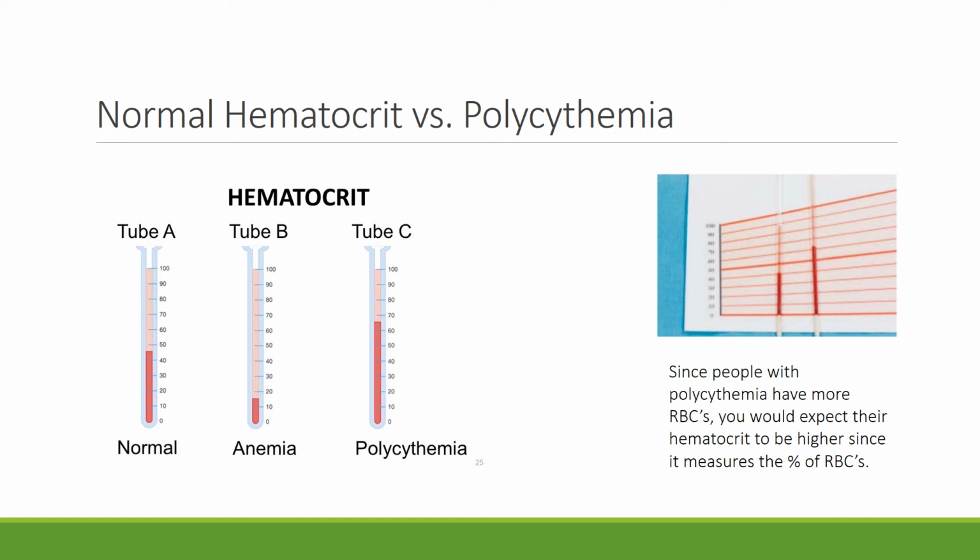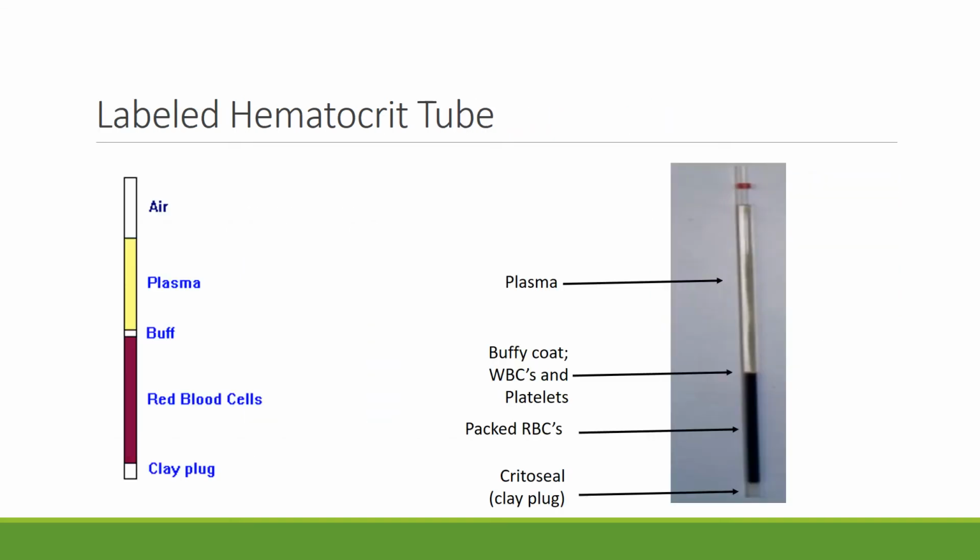In this slide, you can see two different hematocrits. The one on the left is a normal hematocrit. The one on the right is the hematocrit of someone with polycythemia. Remember, polycythemia means too many red blood cells, so it would make sense that their hematocrit would be higher. This is a labeled hematocrit tube. At the bottom is the Critoseal. Just above that are the packed red blood cells that you see after centrifuging.